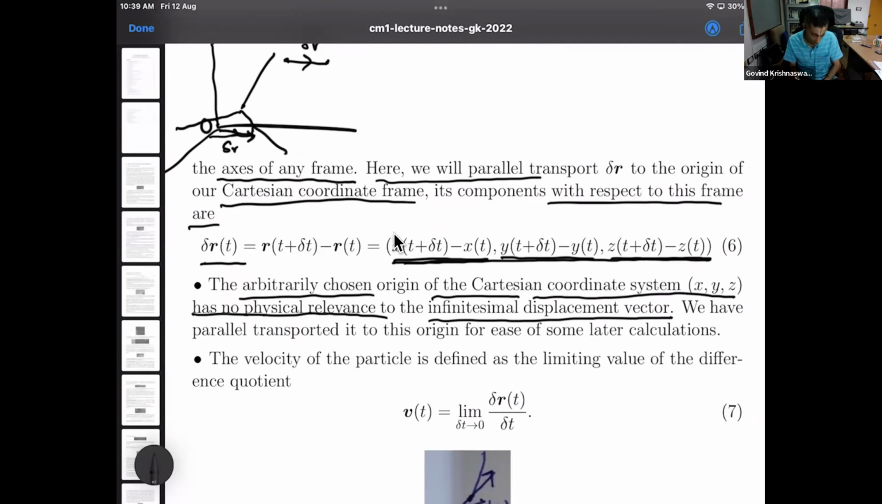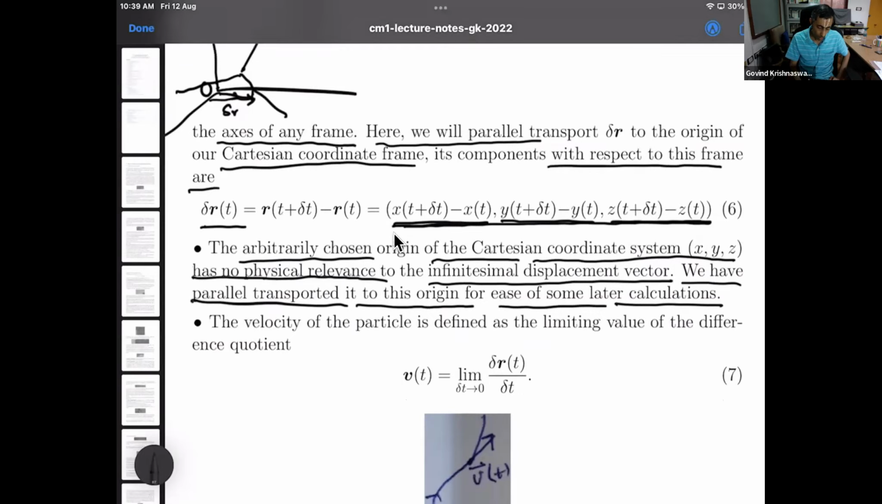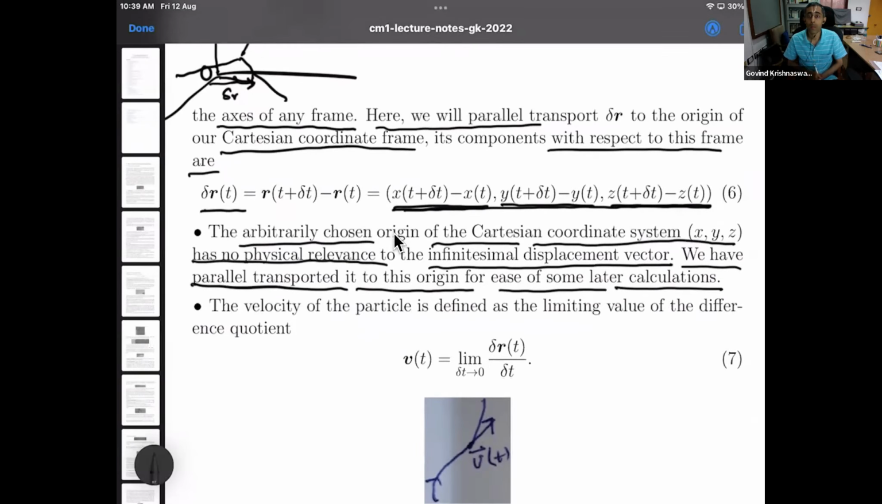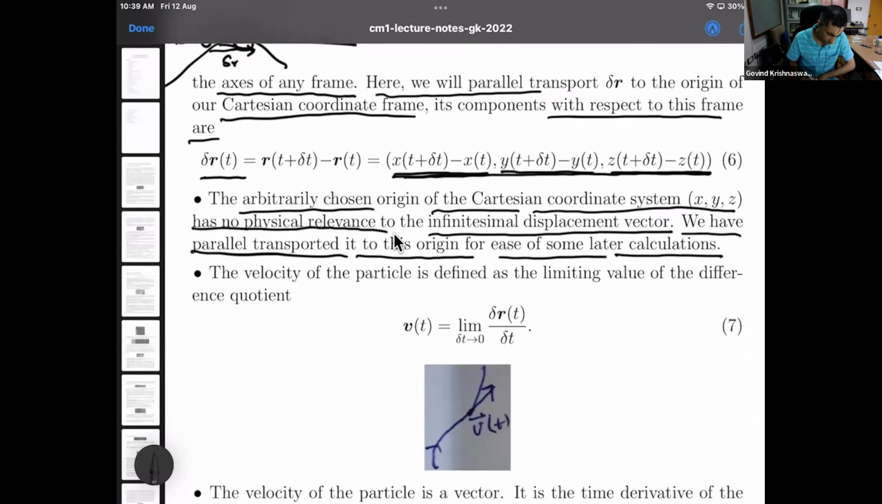So we see that that's not given by the particle's motion. It is something we choose. And moreover, we have parallel transported this displacement vector to the origin for ease of some calculations, not because it is intrinsically present. Okay, so I hope this very fundamental concept is entering into your understanding.